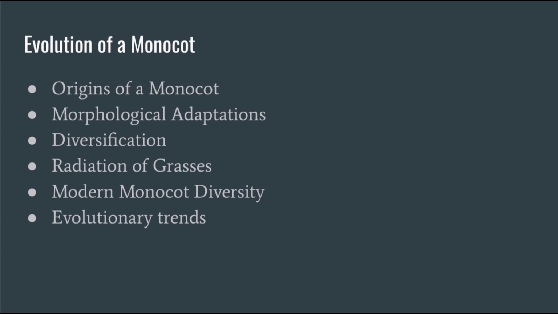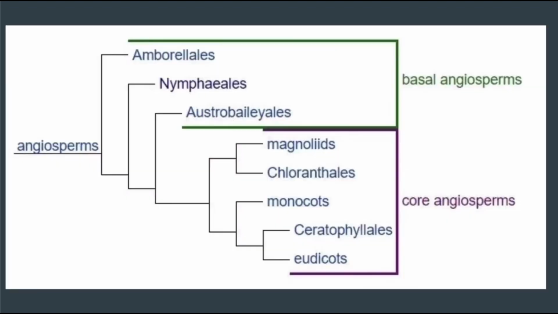So we're going to discuss the origins of a monocot, the morphological adaptations, diversification, radiation of specific grasses, modern monocot diversity, and evolutionary trends. If you look at this photo here, we can see that the origin of the monocots were the angiosperms, which goes back over 150 million years ago. In their primary split, we have the basal angiosperms and the core angiosperms. And in this photo, you can see specifically different kinds of monocots that have split.